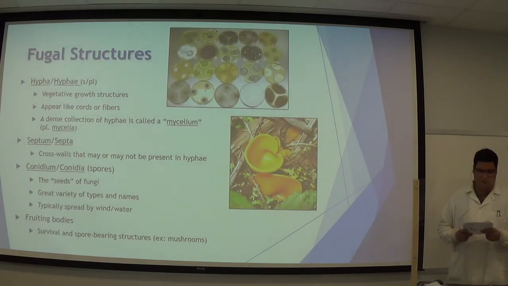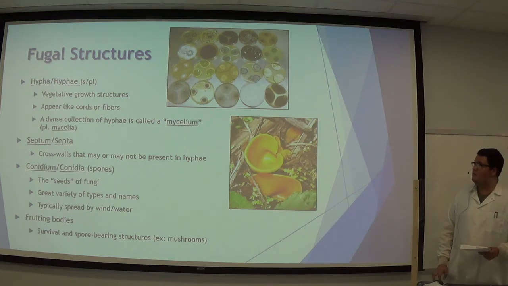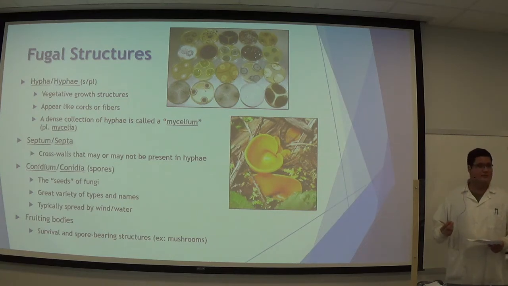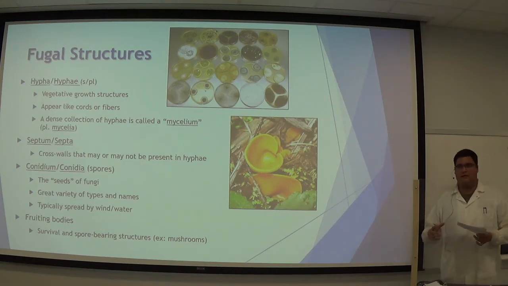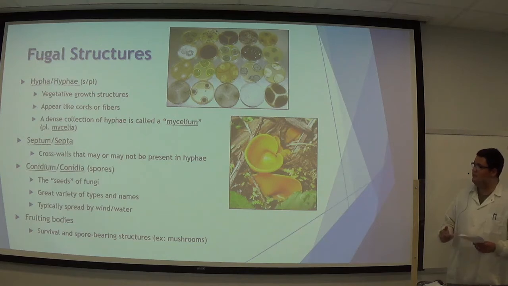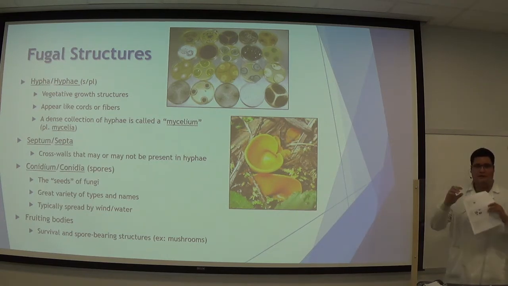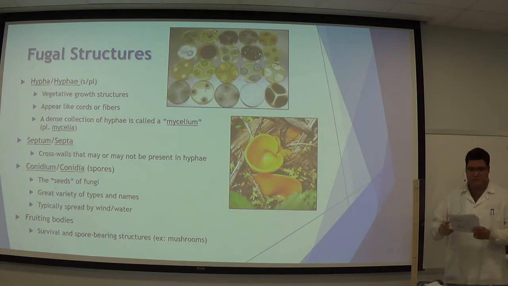Alright, fungal structures. So we're going to look at the hyphae, which are the vegetative growth structures. You guys have been seeing how bacteria grow in circles. The hyphae tend to grow in that manner as well, kind of like just a big mass. And once you get a big mass of hyphae growing in a circle, we call that a mycelium. Then you've also got septums or septa, which we'll see in just a bit. You've got your hyphae, which grow in sort of like a long branch, and the septa will divide those branches into the individual cells.